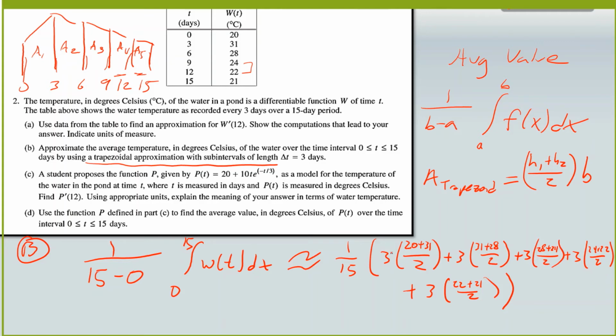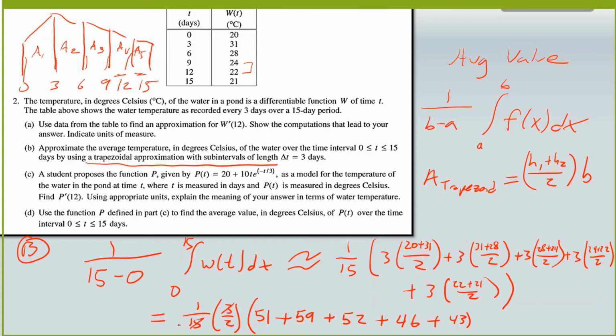Okay, then I'm going to factor out everything I can. Every single term is being multiplied by 3 over 2 right now. So to make this easier, I'm going to factor out that 3 over 2. So this is 1 over 15 times 3 over 2 times 20 plus 31, plus 31 plus 28, plus 28 plus 24, plus 24 plus 22, plus 22 plus 21. Okay, I hope I didn't make any adding mistakes. Any questions on my setup? No. Okay.